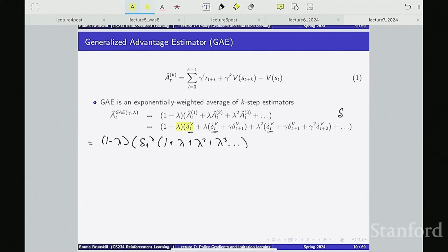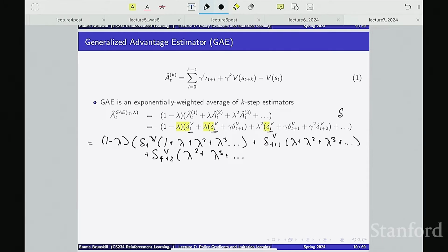I'm just taking all of those terms and noticing how many lambdas I had in front of them. And then I'm going to have delta t plus 1 times lambda times 1 plus lambda squared, or I'll write it differently. So this term is going to start with lambda plus lambda squared, because it's in the second through all the rest of the terms. I'm just rearranging the sums.